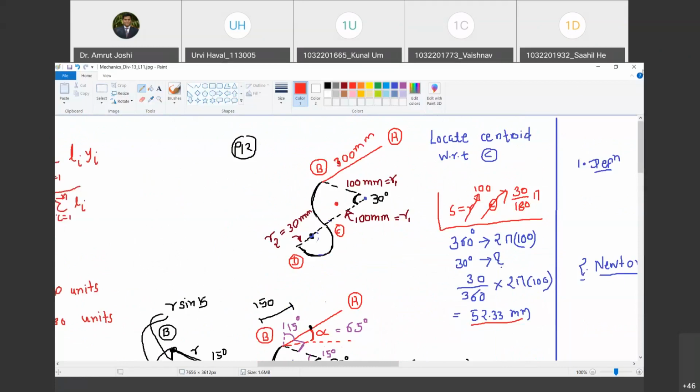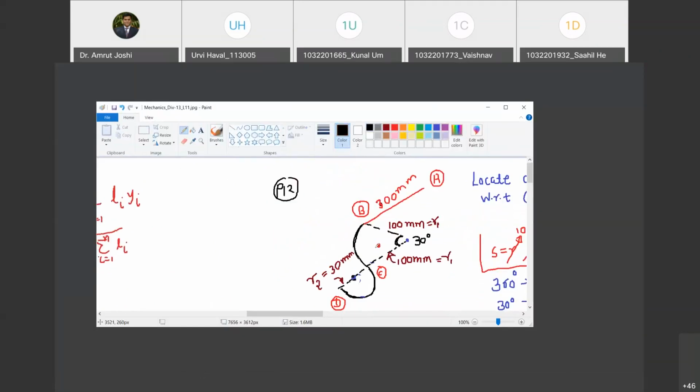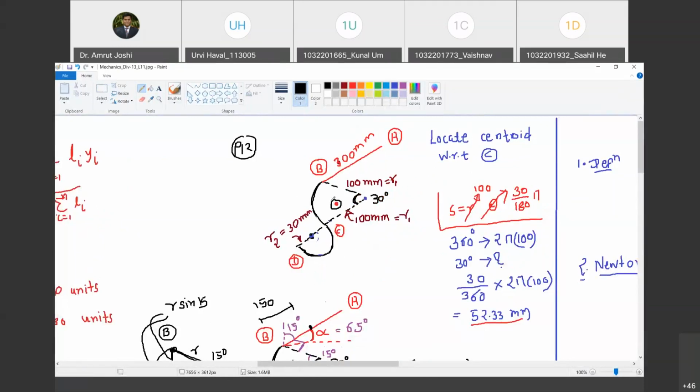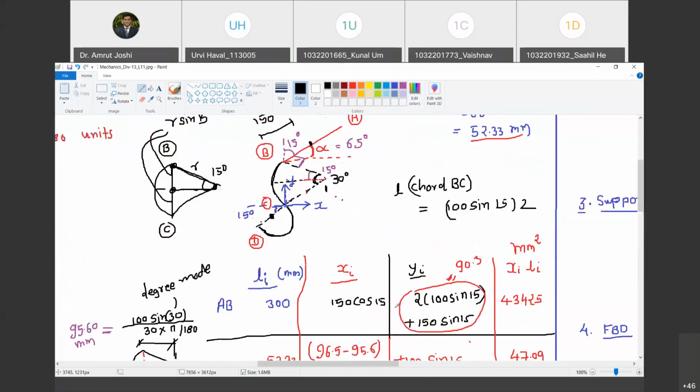Are you with me? Yes. And that seems logical. The centroid is now going to be pulled towards the lens. So due to this AB, the centroid will be pulled towards the right and up. Are you with me? Yes. So that's done. We have located the centroid finally for this one.